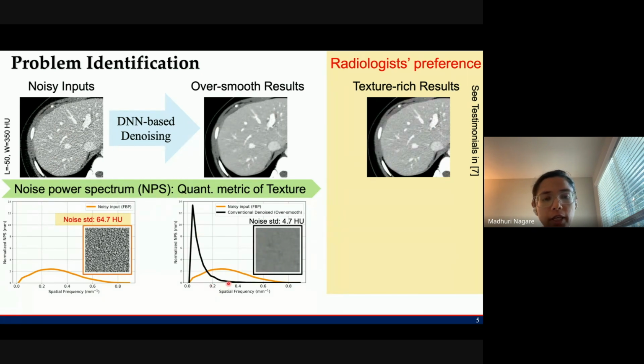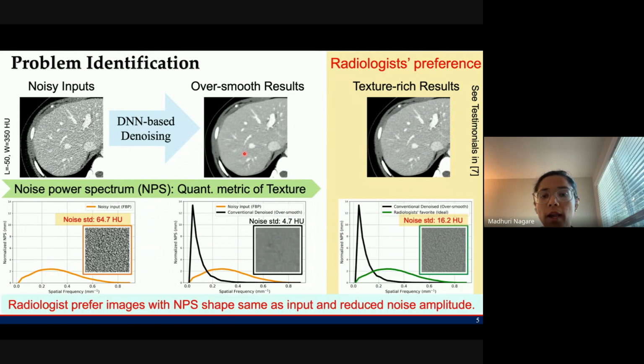And you can see that this curve is skewed toward the 0 or DC frequency, and higher frequencies are greatly reduced. That is the problem with this image. And what radiologists prefer is to have the noise power spectral shape exactly the same as the input, but the noise magnitude reduced. So these plots are normalized. So we just compare the shapes, and the noise magnitude is noted in the noise standard deviation. So ideally, we should have the same noise power spectrum as the input, but with reduced noise amplitude.